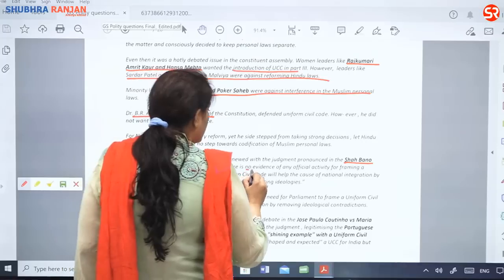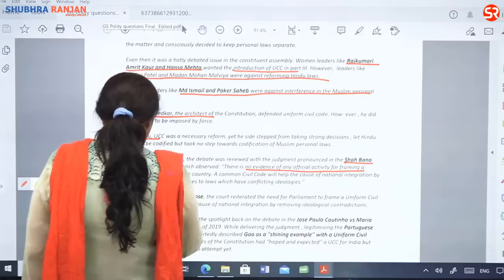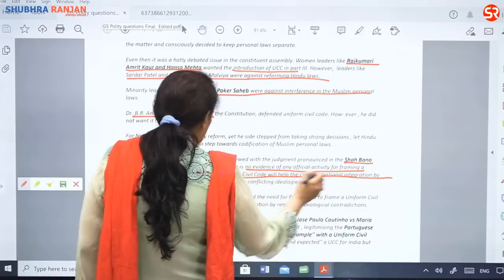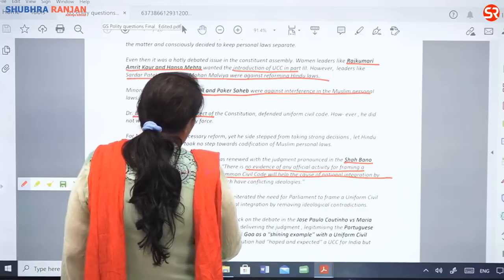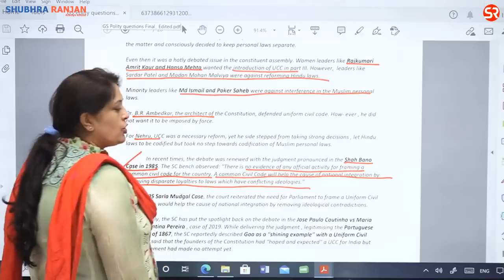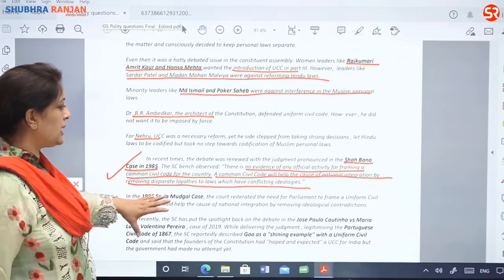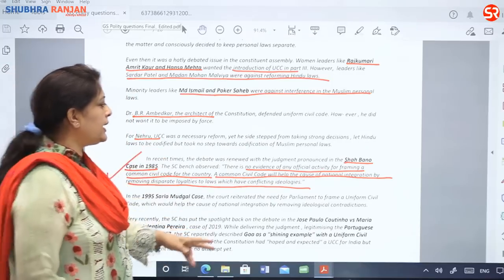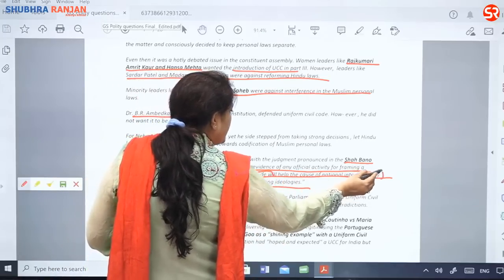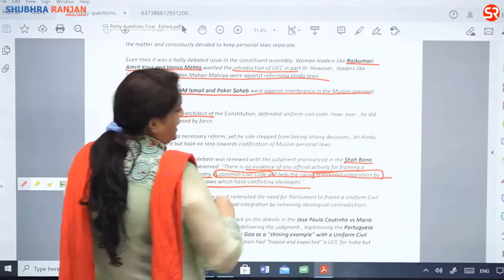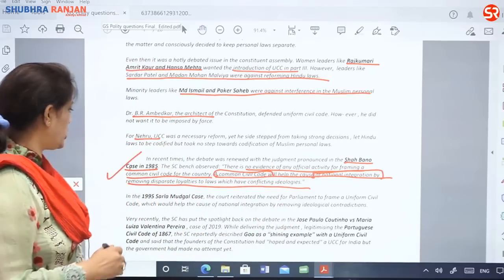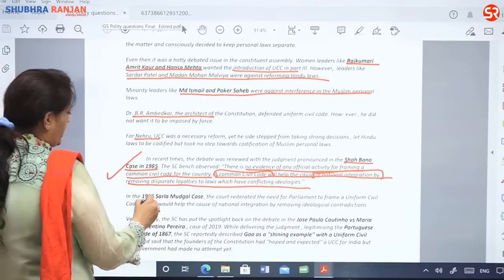There is no evidence of any official activity for framing a common civil code for the country. A common civil code will help the cause of national integration by removing the disparate loyalties to law which have conflicting ideologies. Fine. So this is saying that there is no official activity, and the case itself said that a common civil code will strengthen the cause of national integration. So when I am writing arguments in favor, you can also mention this: removing disparate loyalties.